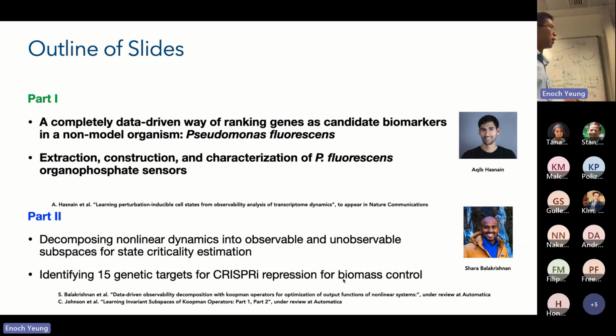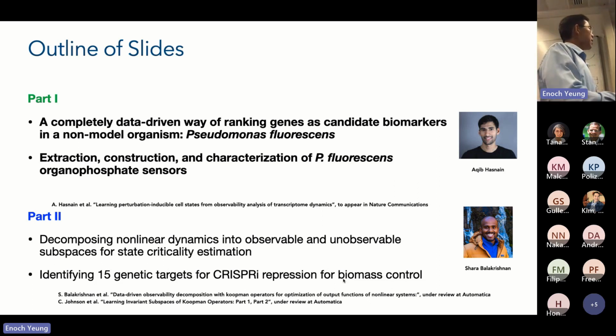The first part, and all this work credit goes to my two amazing students. I am so grateful to have Akib Hasnain and Shara Balakrishnan as my first two PhD students. They graduated just this last June, and they are on to exciting new things. Akib is going to be a postdoc at Lawrence Berkeley National Lab, and Shara is going to be a CTO of a startup that's finding your luggage when it gets lost at the airport. He's using machine learning and control theory. Two really brilliant students, and they are totally responsible for all the amazing results in this work.